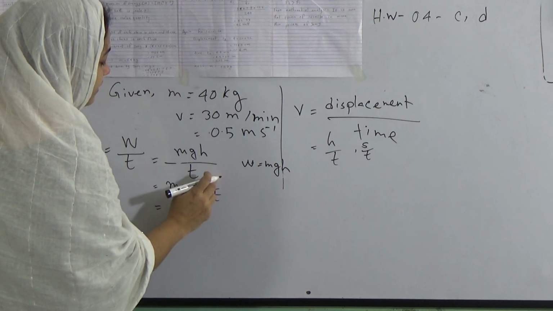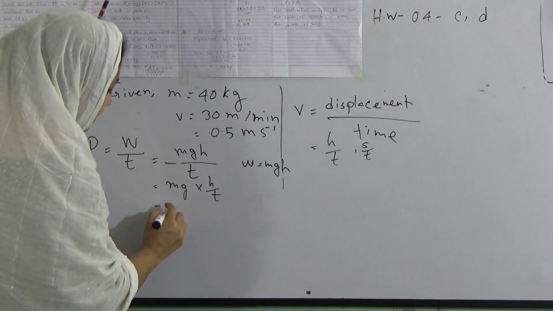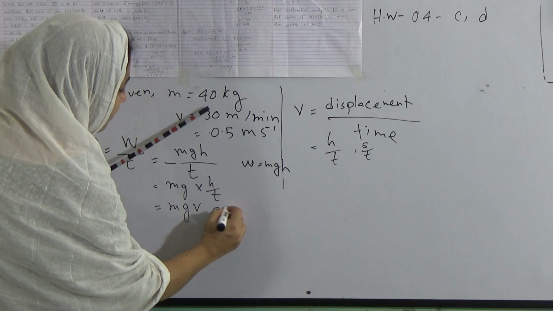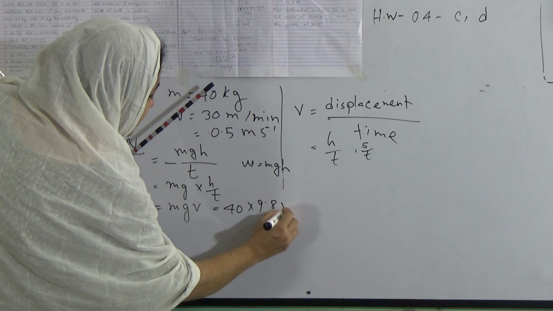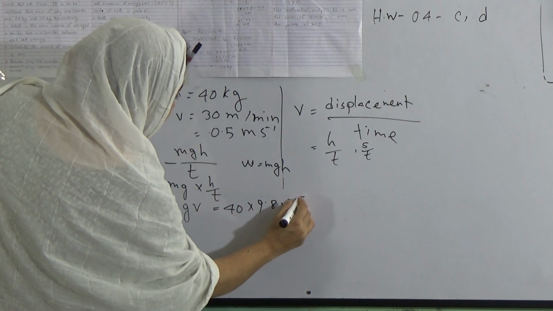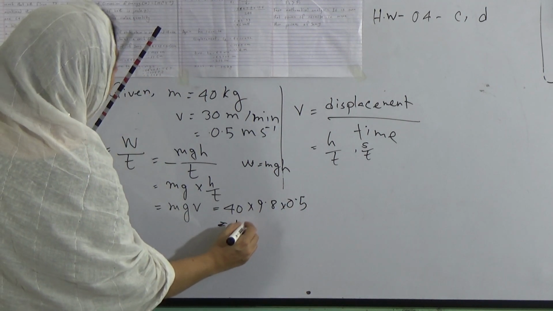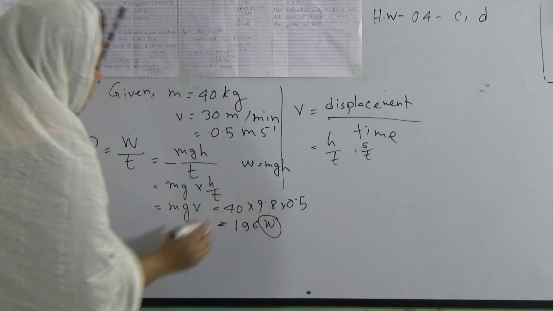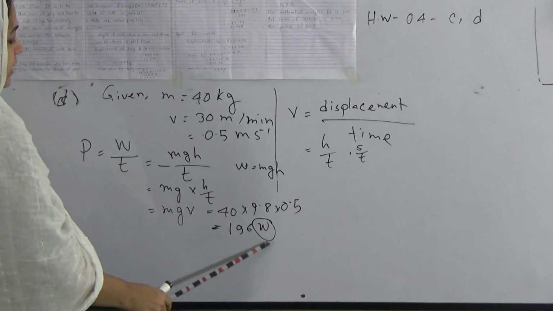H divided by T, that means displacement divided by time, that means this is the velocity. So we can write mg into v. Now put the value: m means 40, into g means 9.8 meter per second square, into v means 0.5. Then do the calculation, it will be 196 watt. The unit of power is watt. So the power of the boy is 196 watt.